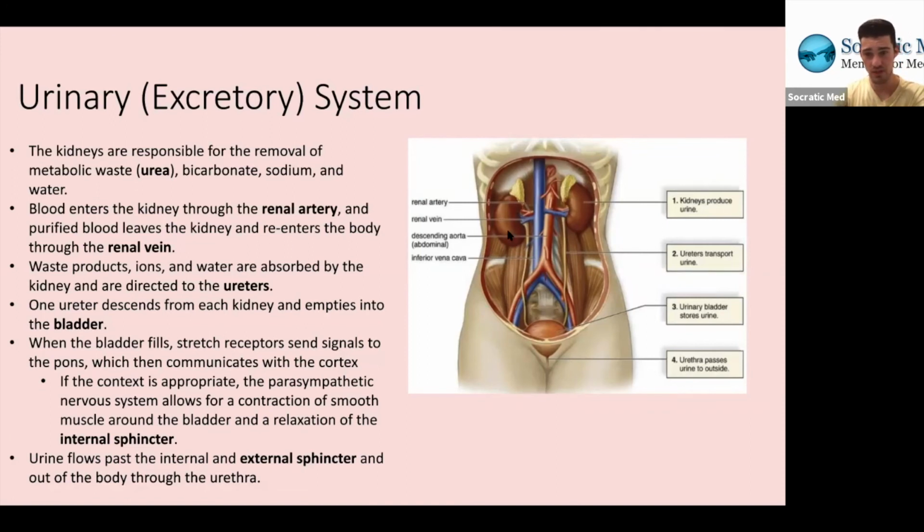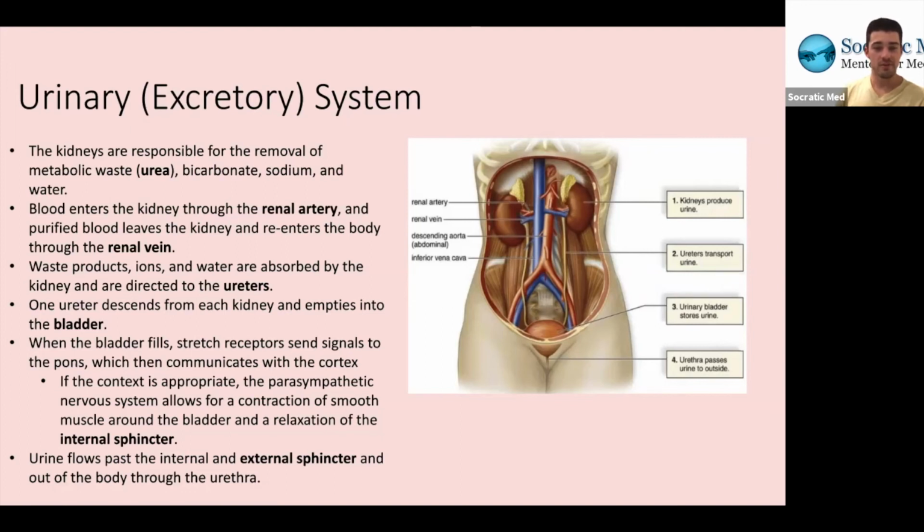You can see the kidneys over here, and then these 2 yellow-tan tubes coming off each of them leading to the bladder are called the ureters. We have 2 of them, and both of the kidneys empty into one bladder. So the ureter descends from each kidney and empties into the bladder.